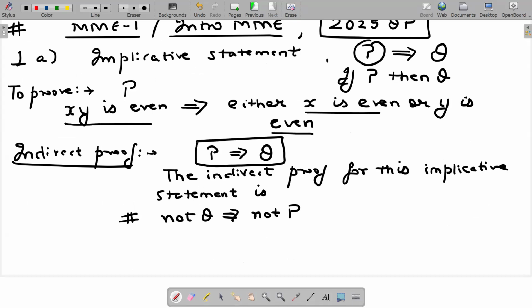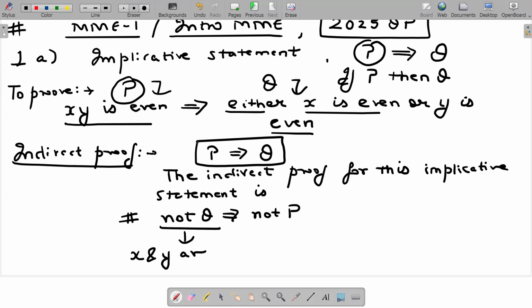This is P, this is Q. What will not Q be? Q was either x or y is even, so not Q is x and y are not even. What will not P be? xy is not even.